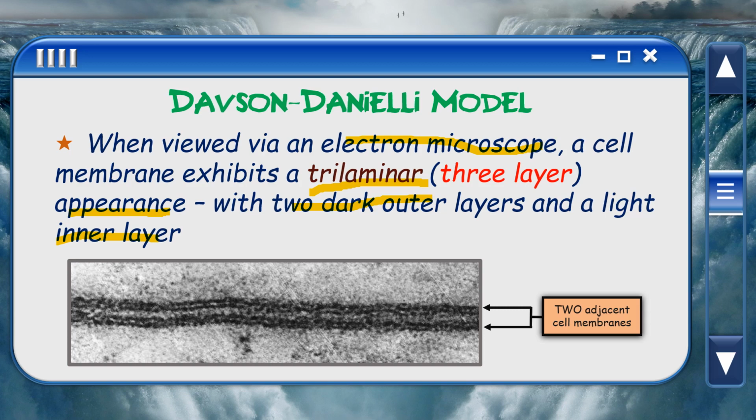It has two dark layers, these ones that we are seeing outside, and then they were saying that it also has an inner layer which is lighter, the one that we are seeing in the middle. So those were the three layers they proposed.